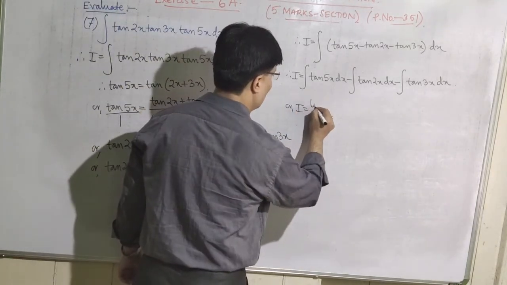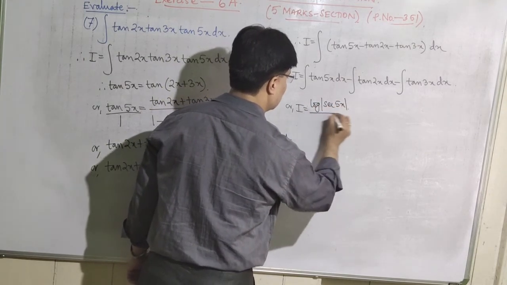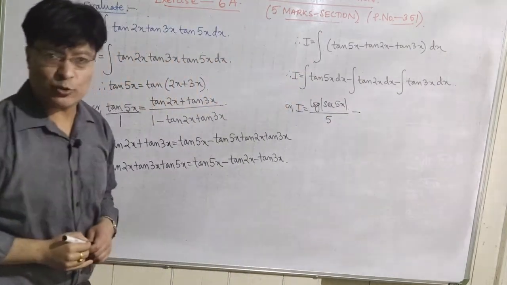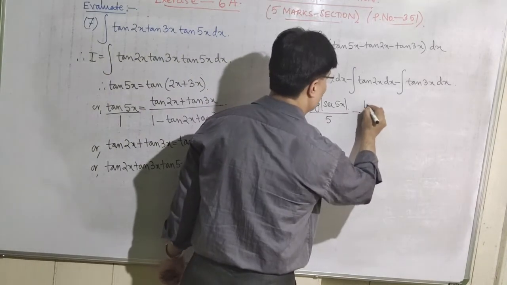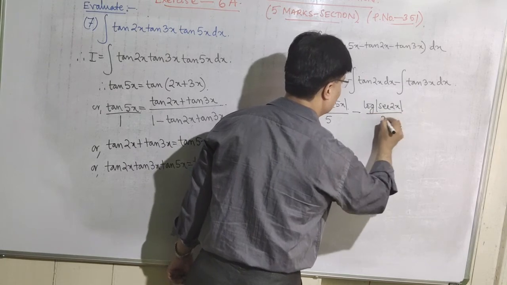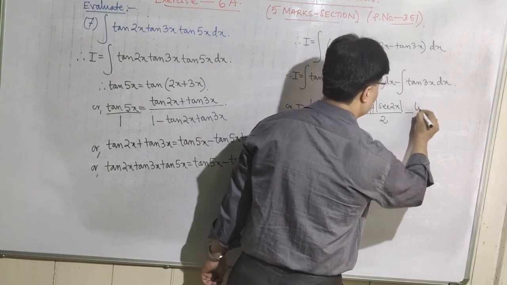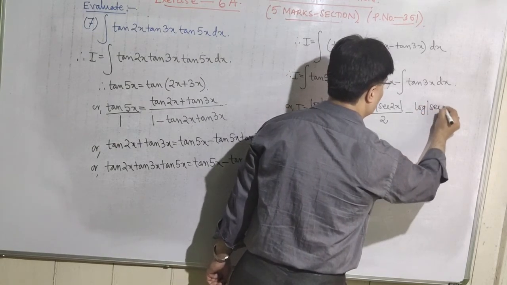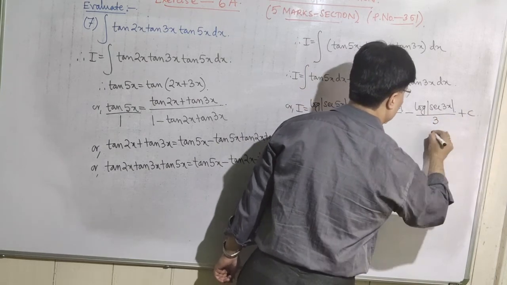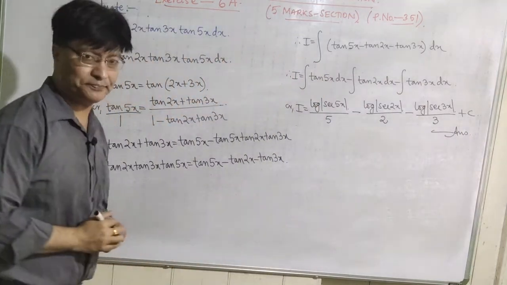So you can write here log within mod sec 5x divided by 5 minus, what is integration of tan 2x? It is log within mod sec 2x divided by 2. And what is the last one? Similarly, minus log within mod sec 3x divided by 3, then plus c. So this is the final answer.